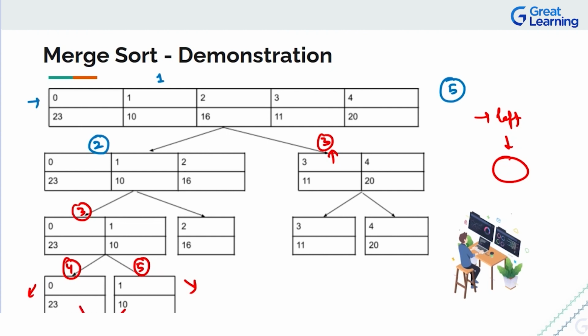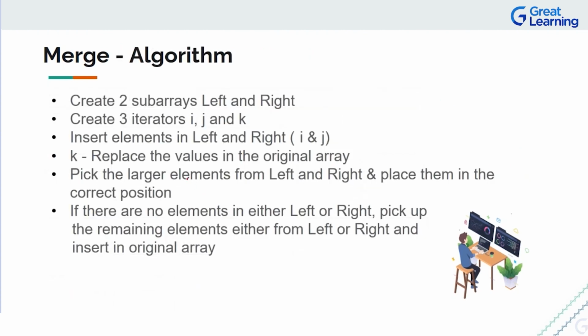So let's move on to merge now. In the merge function, the algorithm for that is simple: you create two sub arrays, that is, one is your left array and another is your right sub array. Now in this, you have obviously in the last case, if you have seen, a single element here and a single element here.